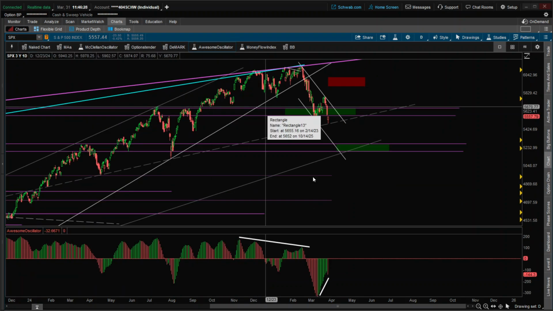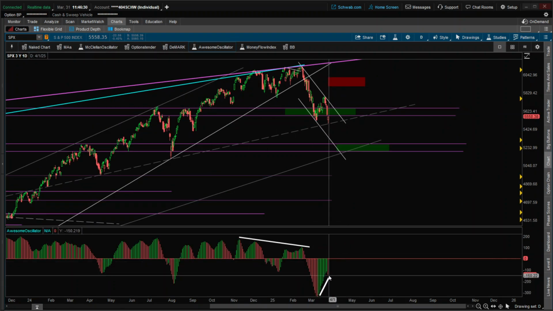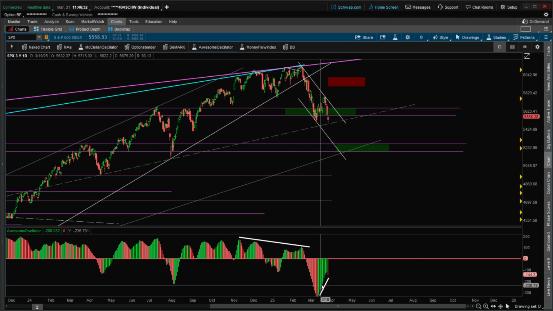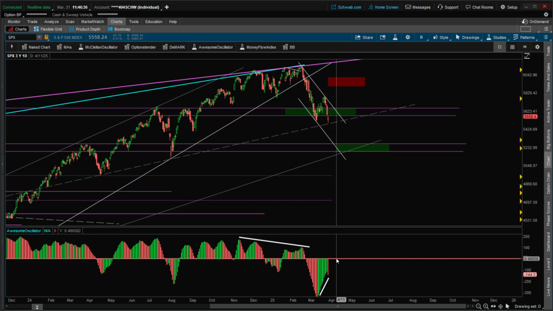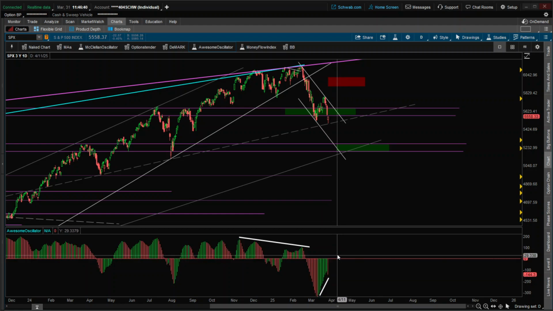Awesome oscillator. Boom. Positive divergence on the awesome oscillator. We're looking for a ramp, a rip. This should cycle up, probably get into positive territory before heading back down.